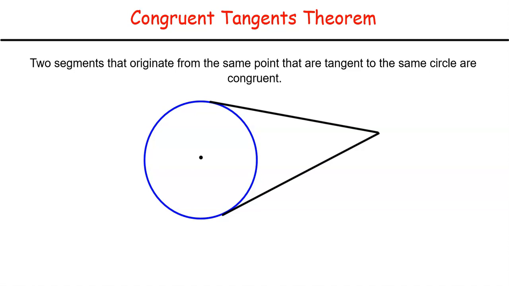So go ahead, pause the video, copy this down, and see if you can create a proof based on what we know before for the fact that these two tangents are going to be congruent. One thing you might consider that will help a lot is to draw a segment that connects the center to the intersection point of the tangents and see what you can do there.